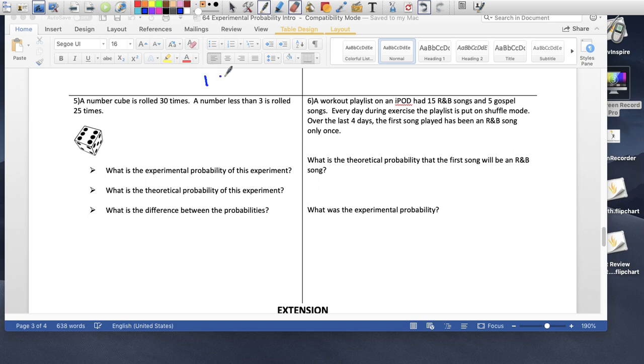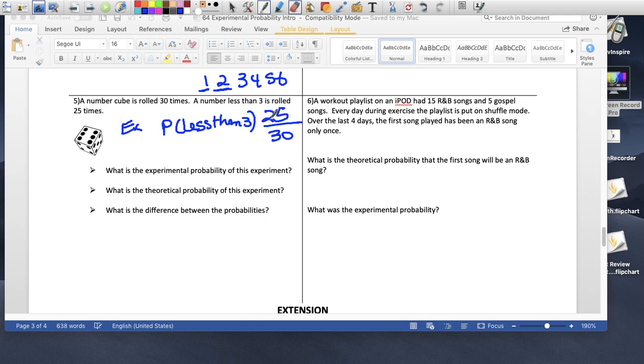So less than 3 would be 1, 2, 3, 4, 5, 6. Less than 3 would be this one and this one. So in our experimental probability, in the experiment, you actually did a little experiment. You rolled the number cube 30 times. The probability of getting a number less than 3. How many times did you do this? 30 times. And how many times was a number less than 3 achieved? You got that 25 out of 30 times.